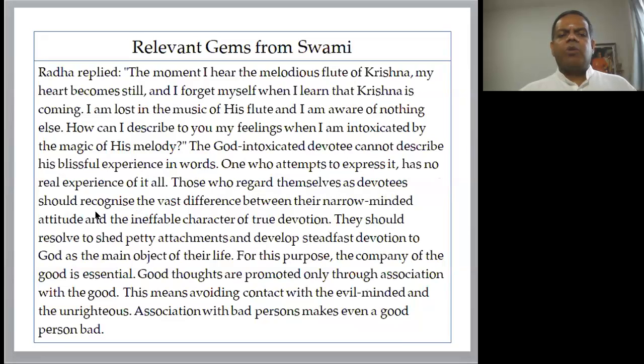Those who regard themselves as devotees should recognize the vast difference between the narrow-minded attitude and the ineffable character of true devotion. They should resolve to shed petty attachments and develop steadfast devotion to God as the main object of their life. For this purpose, the company of the good is essential. Good thoughts are promoted only through association with the good. This means avoiding contact with the evil-minded and the unrighteous. Association with bad persons makes even a good person bad.